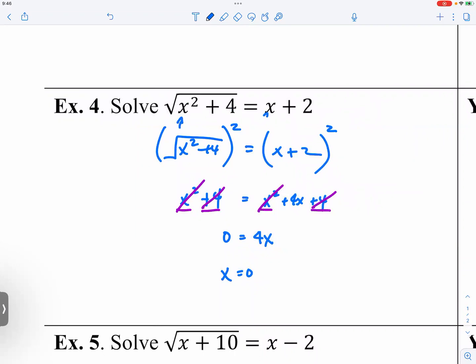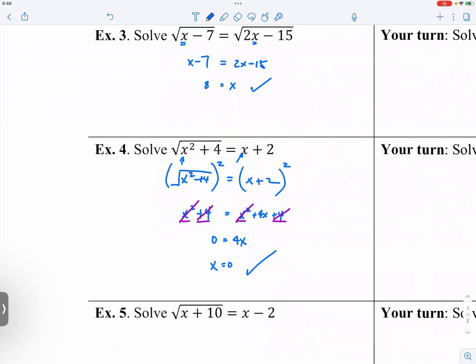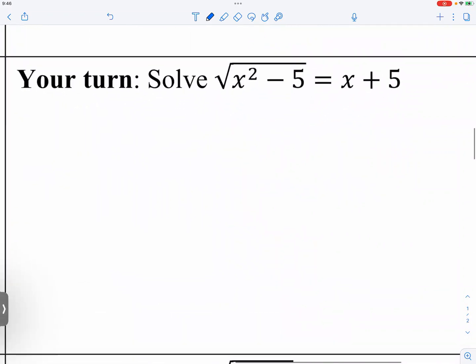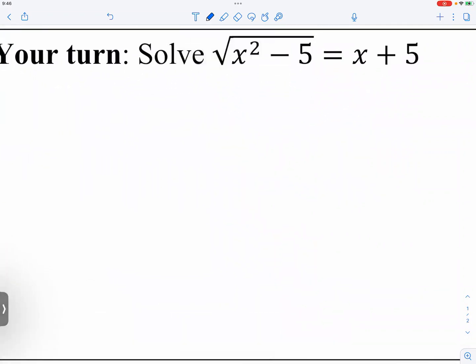All right, so you have the square root of 4, which is 2. And on the right-hand side, you put 0 there. You have 2, so 2 is equal to 2. So this one is good. It's a solution. Okay. And now, can you go ahead and try this one yourself?